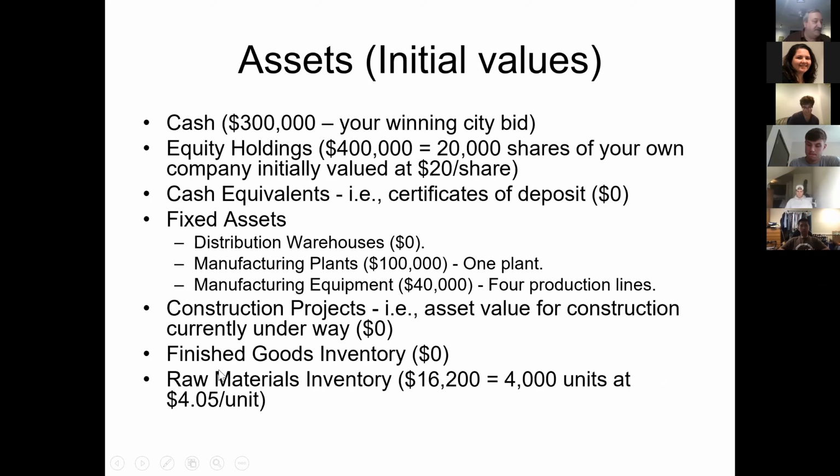And then raw materials. At the beginning of the game, we give you 4,000 units of raw material. The initial value of those is $4.05 per unit. And the way raw material works is you need 1 unit of raw material to make 1 CD rack. So there's a 1-to-1 ratio there.